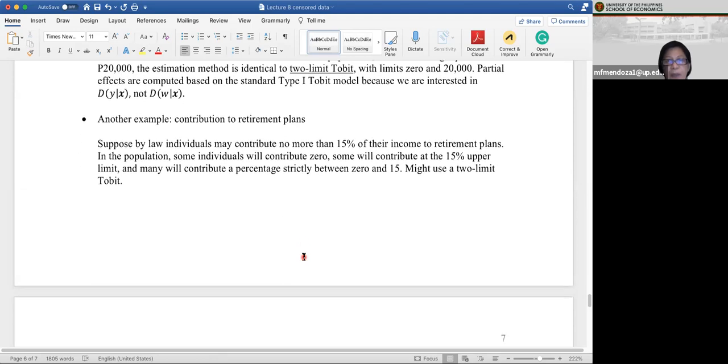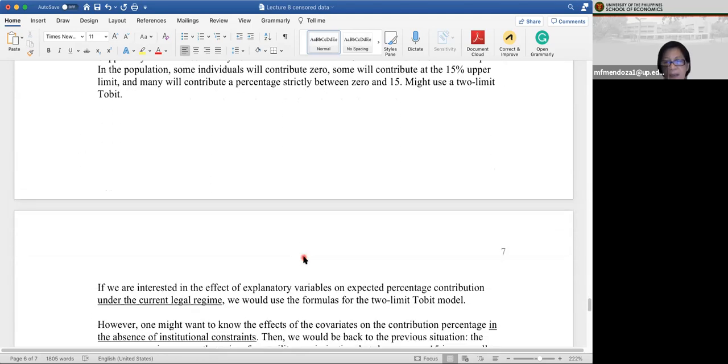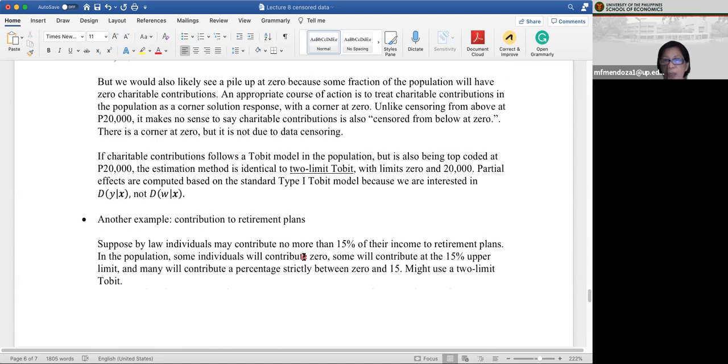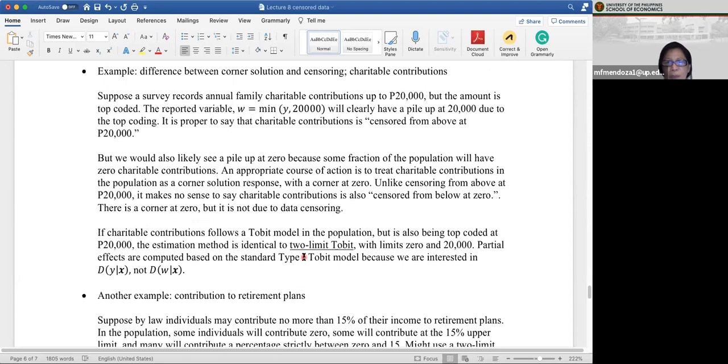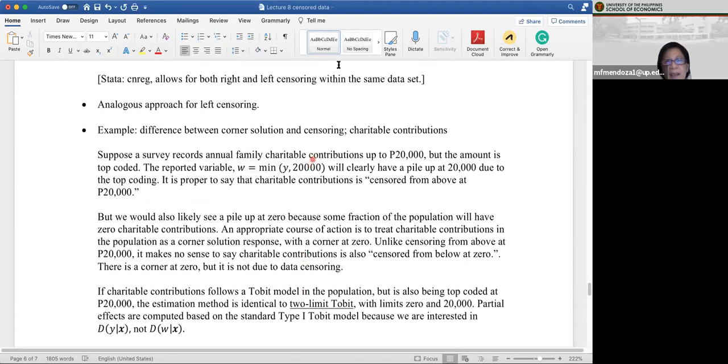Okay. The same thing with retirement plans. So in these last two cases, you can use these examples. You can use the two limit Tobit model. Any questions? Okay. No questions.